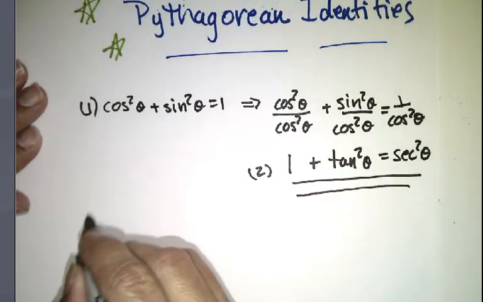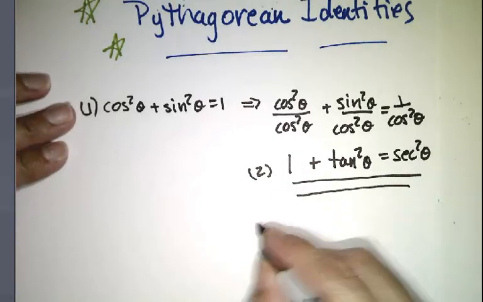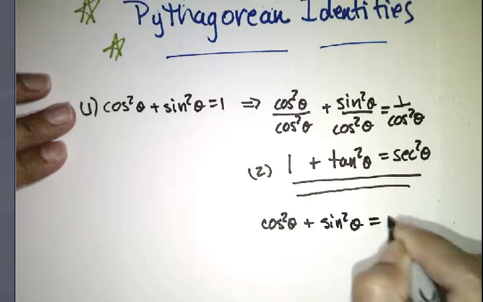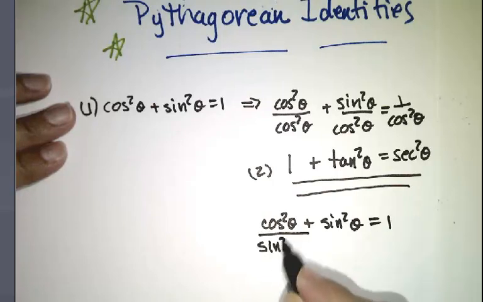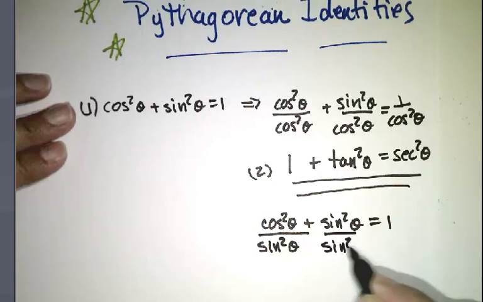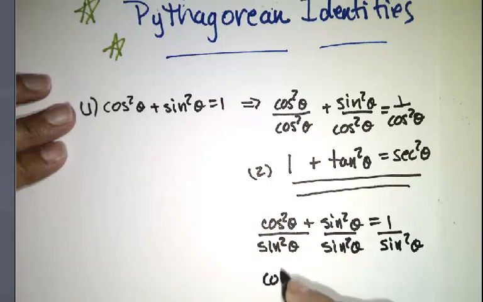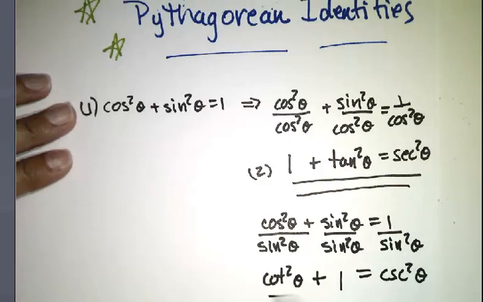That's the second of our Pythagorean identities. All right, let's look at the third. We can get the third one from our first one, but this time let's divide through by sine squared theta. So we start with our first, cosine squared plus sine squared equals 1, and this time we'll divide through by sine squared of theta. So cosine squared over sine squared becomes cotangent squared of theta. Sine squared over sine squared is 1, and 1 over sine squared is cosecant squared of theta. So this one is number 3.